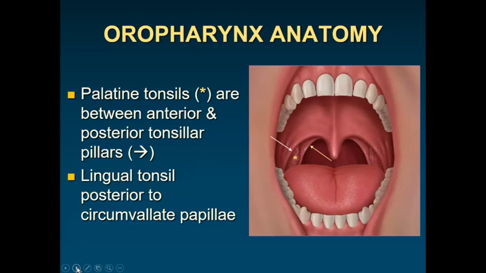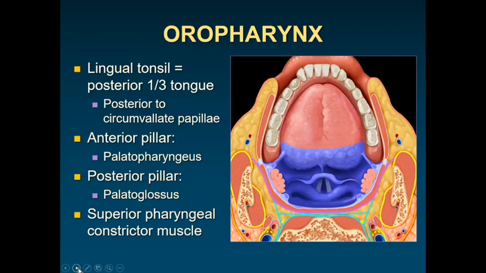So moving on, let's talk a bit about oropharyngeal anatomy. This graphic depicts the palatine or faucial tonsils, which are depicted by this asterisk here, and you can note they're between the anterior and posterior tonsillar pillars shown by the arrows. The lingual tonsil is really not imaged because it's behind the circumvallate papilla at the base of tongue, so we don't see it well on this particular graphic.